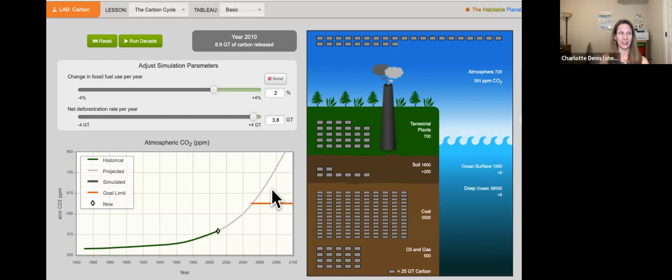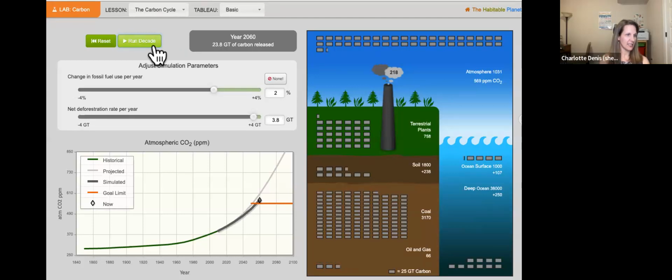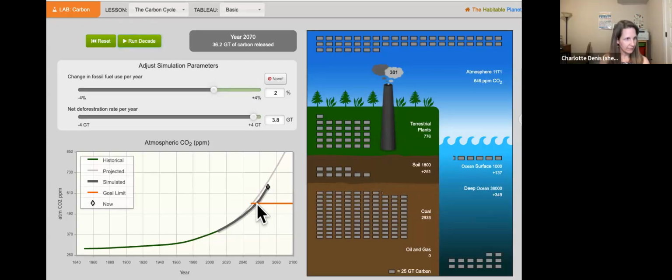So that goal limit is actually lower than 550 parts per million. You'll see that it starts here at 2010. If you run decade by decade, it gives predictions about what would actually happen if the fossil fuel use in this case was increasing by 2% per year and we deforested 3.8 gigatons annually. We're able to see that by 2055 or so, we would have surpassed that goal limit, right?